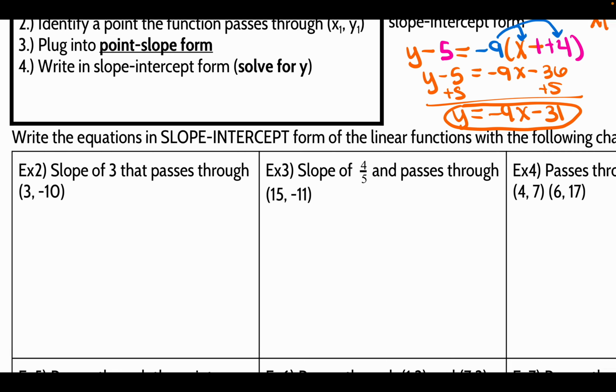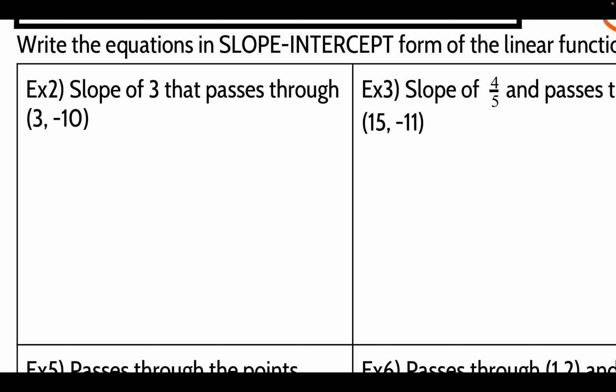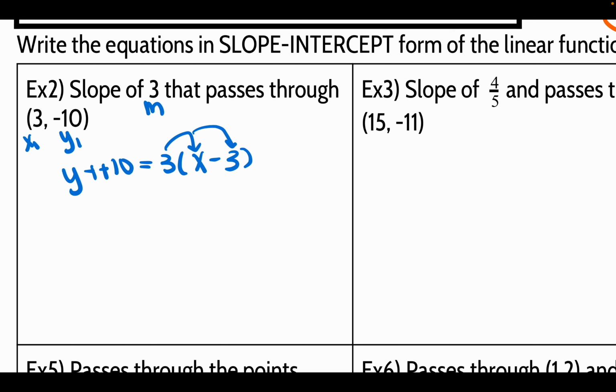Now we're going to practice taking our equations from point-slope form to slope-intercept form. We have a slope of 3, so that's our m, and it passes through the point (3, -10). So 3 is our x1 and -10 is our y1. So we have y minus -10 equal to 3 times x minus 3. That's just plugging it into our equation. Next, we have two negatives, so that turns into a positive. After that, our next step is to distribute.